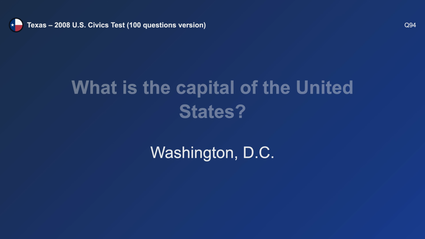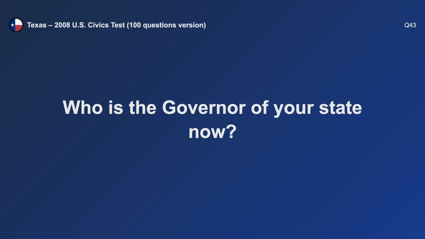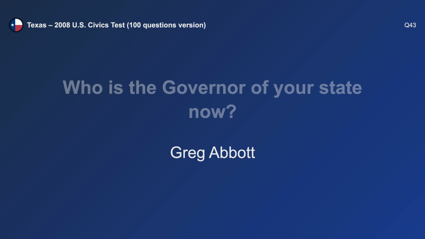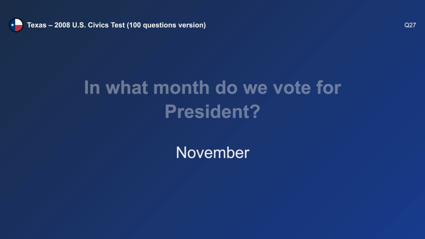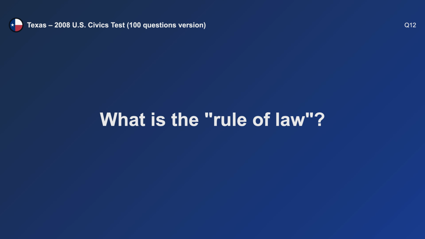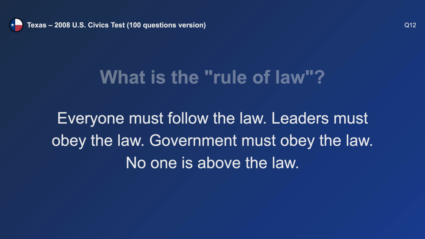Washington, D.C. Who is the governor of your state now? Greg Abbott. In what month do we vote for president? November. What is the rule of law? Everyone must follow the law.